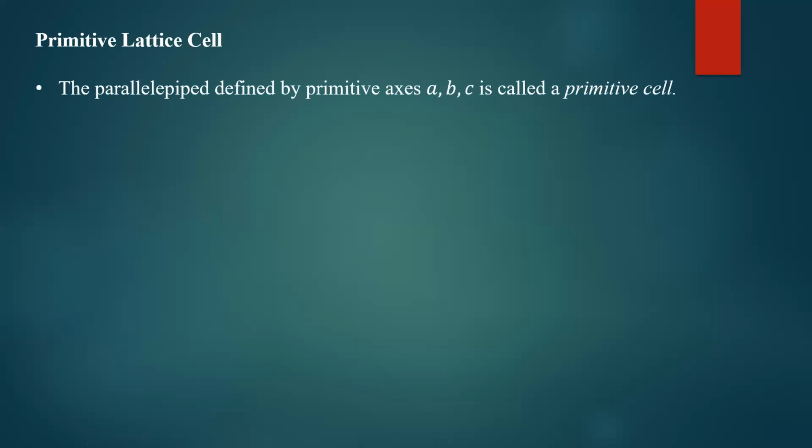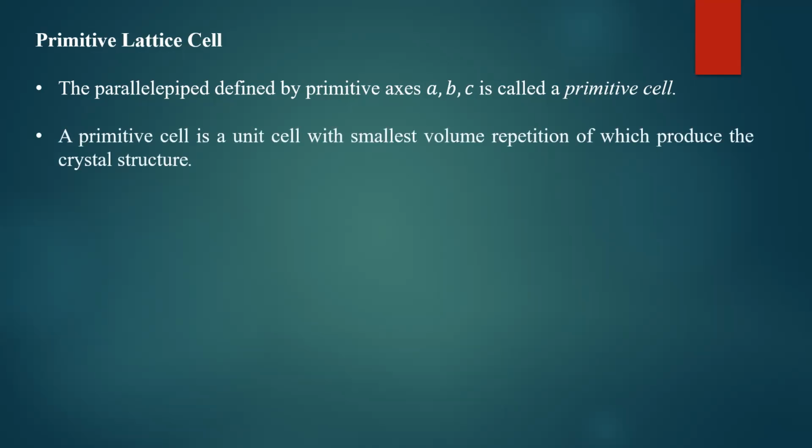Suppose a unit cell has the structure of a parallelepiped. The parallelepiped defined by primitive axes or crystallographic axes A, B, C is called a primitive cell. So the primitive cell is the smallest unit cell present in the crystal lattice. Basically this primitive cell is made by axes A, B and C. The smallest portion is the primitive unit cell. So basically the primitive cell is a unit cell with the smallest volume, repetition of which produces the crystal structure.